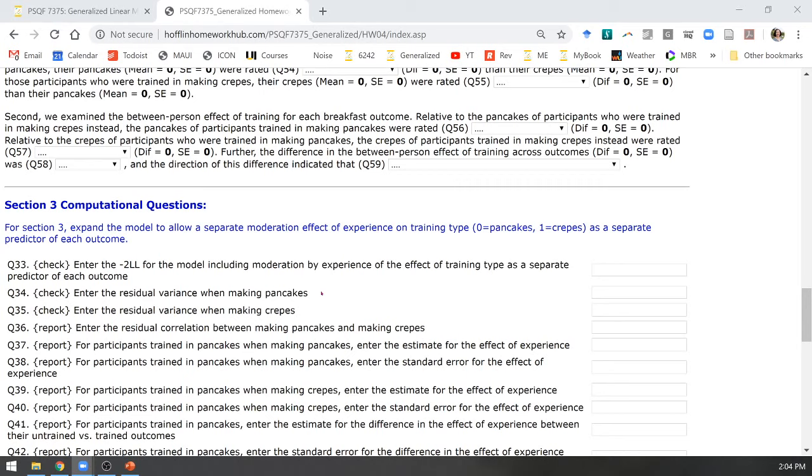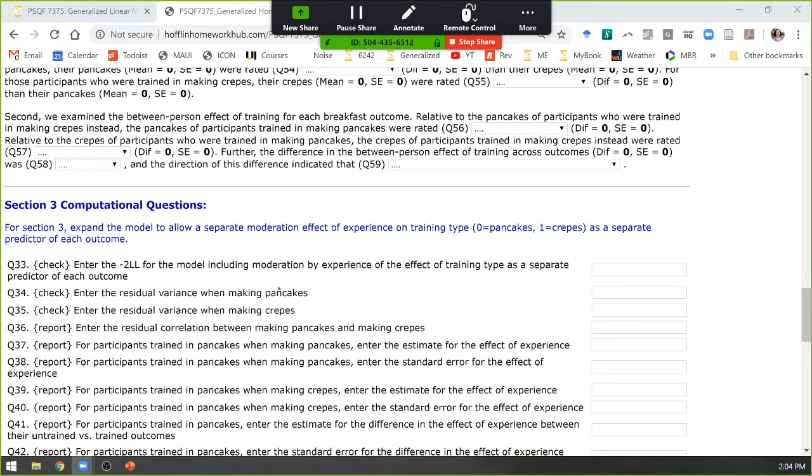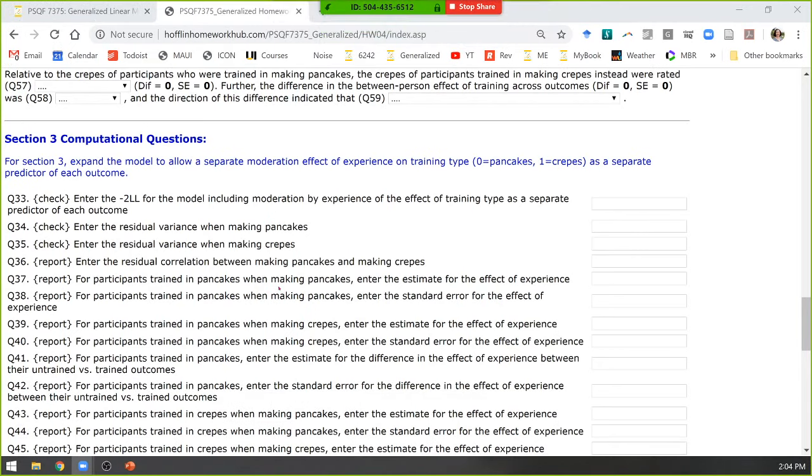Expand the model to allow a separate moderation effect. Yeah, I'll go ahead and share the screen, that way you can look at it with me. Separate moderation effect of experience on training type as a separate predictor of each outcome.